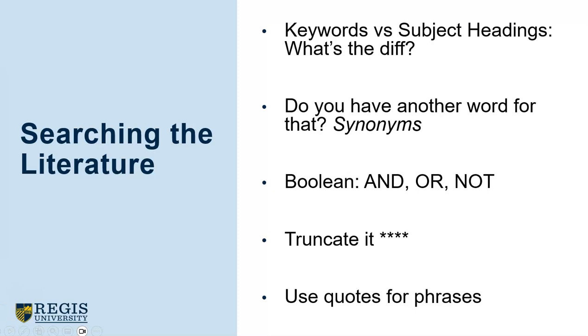Next, you're going to search the literature. The first part of that is going to be looking at your question and considering a number of items to develop your search strategy. So some things we'll look at are using keywords or subject headings, using alternative words that we call synonyms, the use of Boolean operators and, or, not, and then some other tricks in the databases you can use called truncation and phrase searching using quotes.